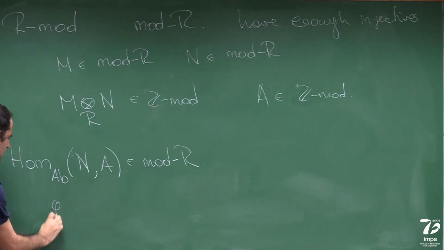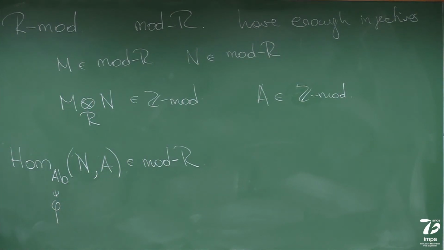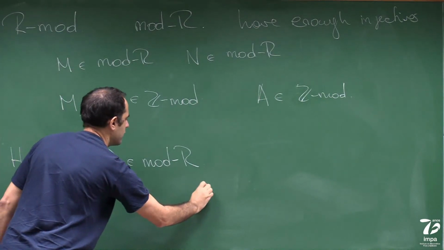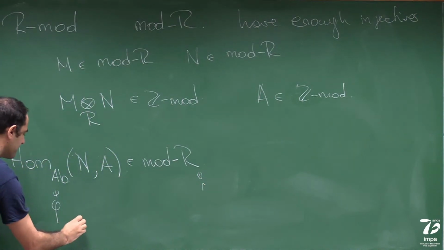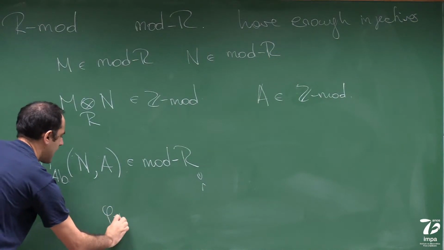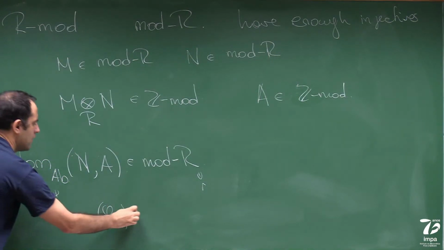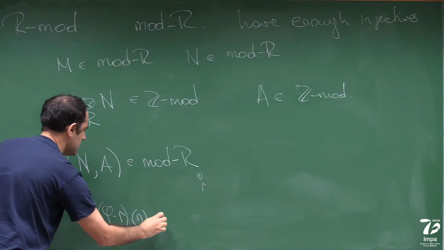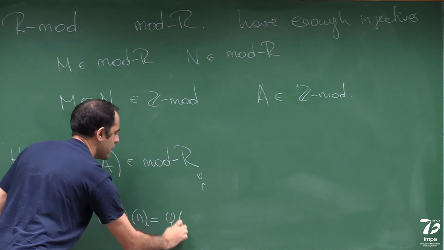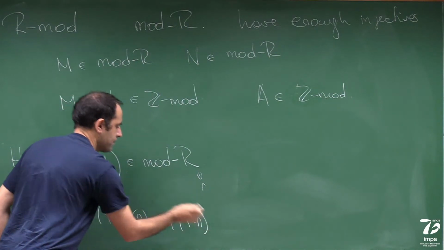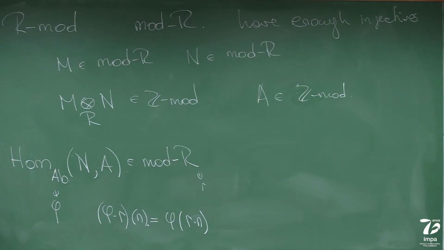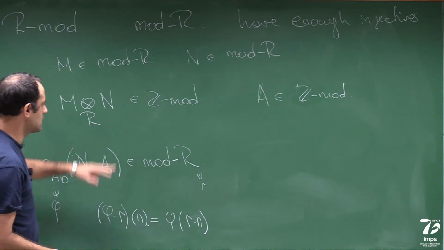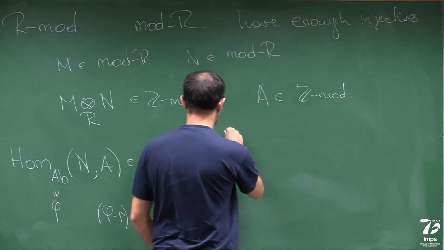This we've already done, so phi comes here, and r is in the ring. Then phi acted on the right by r, evaluated at n, you define it to be phi of r acting on n. Okay? So N here is a left R module. And these two things were adjoint functors.